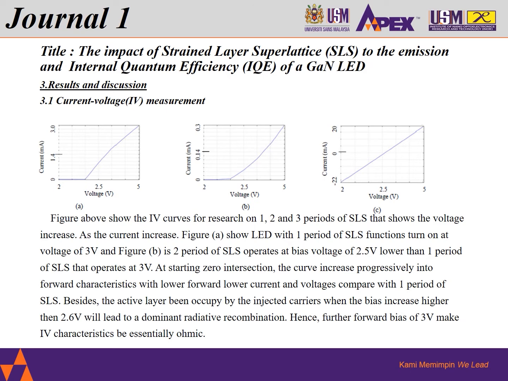At the starting zero intersection, the curve increased progressively into the forward characteristics with lower current and voltage compared with the first period of the SLS. Besides, the active layer is occupied by the injection carriers when the bias increases higher than 2.6 V, which leads to a dominant radiative recombination. Hence, a further forward bias of 3 V makes the current-voltage characteristics essentially omitted.